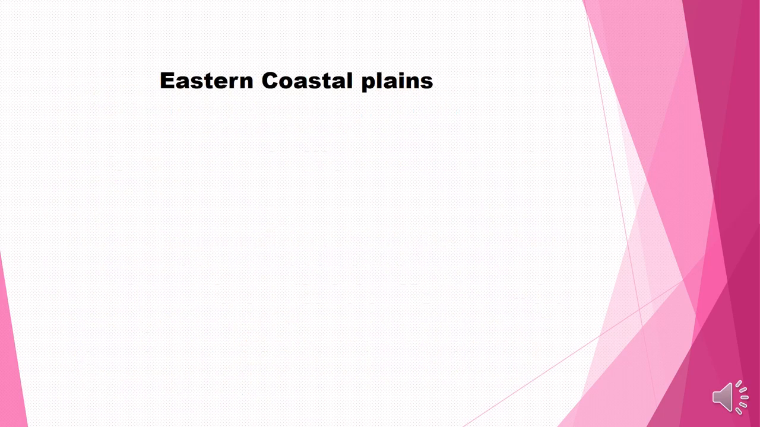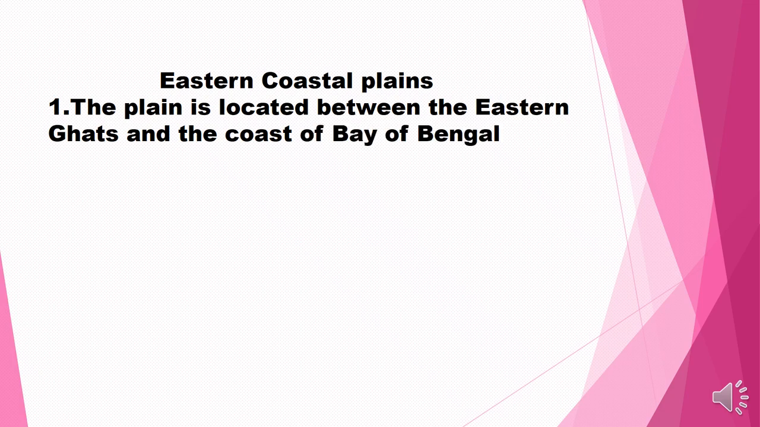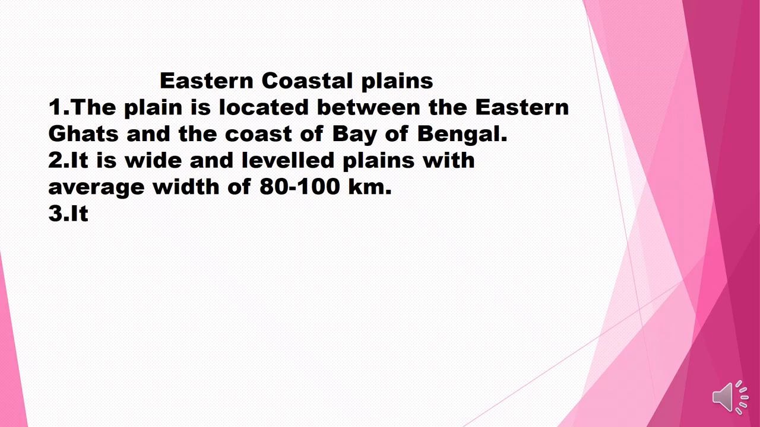And next is the eastern coastal plain. The plain is located between the Eastern Ghat and the coast of the Bay of Bengal. And second, it is a wide and leveled plain with an average width of 80 to 100 kilometers.